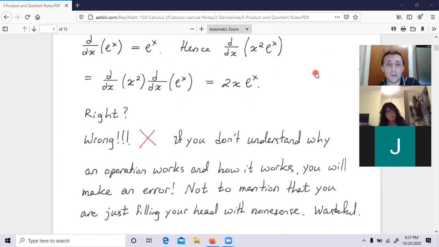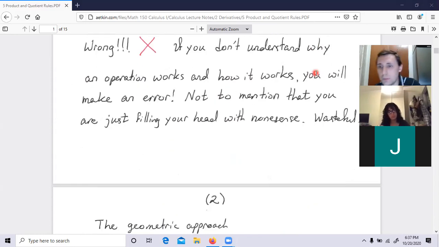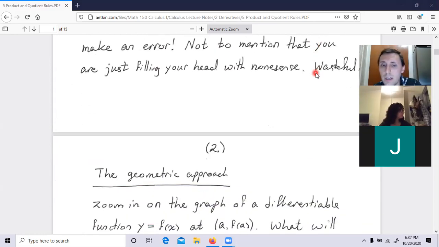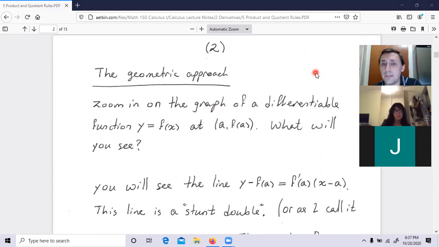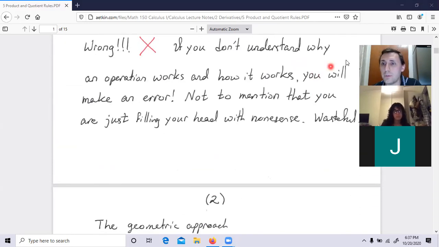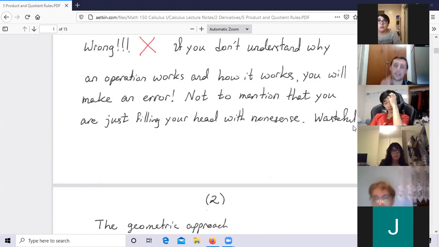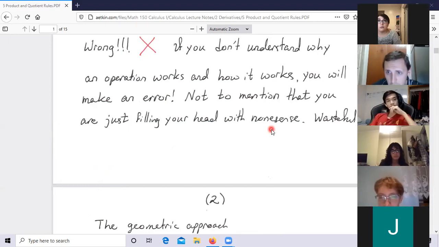So here is what we will do. We will do it in two ways. One way is the geometric approach. Do you remember, guys, what I mentioned about differentiation? What does it mean for a curve to be differentiable? It means what?